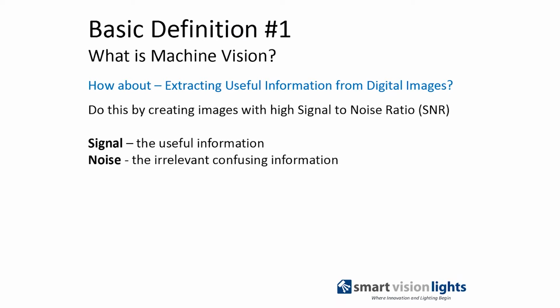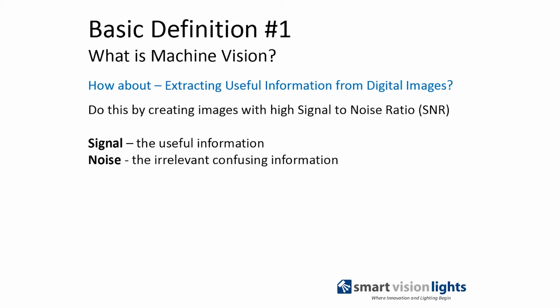So I'm going to start with the basic definition. What is machine vision here? How about we call machine vision extracting useful information from digital images? We do this by creating images that have a high signal and noise ratio. And for the purposes of this definition, signal is the useful information we want, and noise is the irrelevant or confusing information.